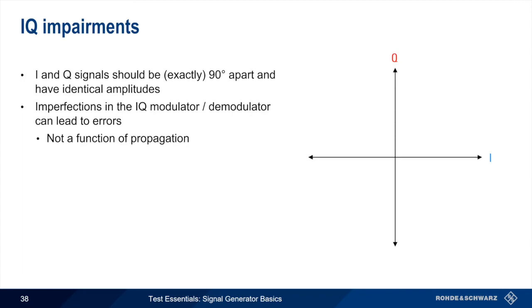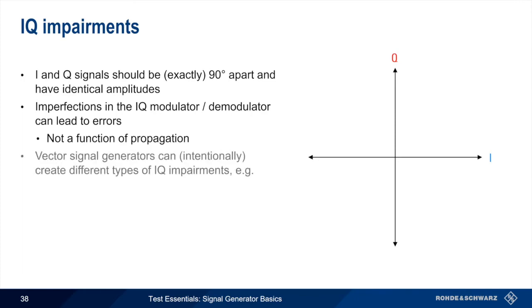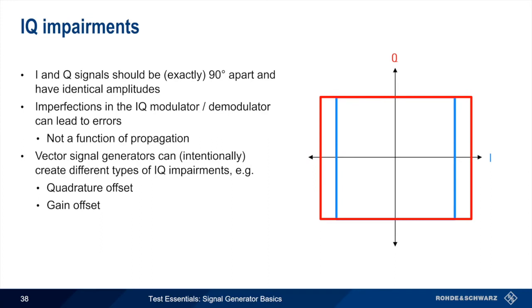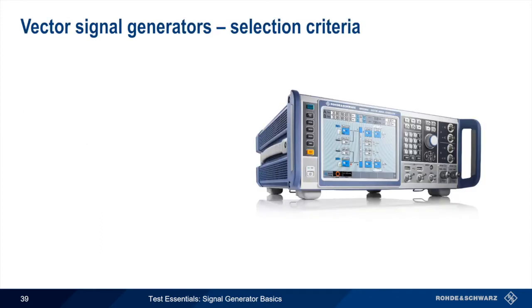Being able to introduce controllable IQ impairments can be very helpful in receiver testing, and vector signal generators can also introduce various IQ impairments, such as quadrature offset, where the angle between the components is not precisely 90 degrees, or gain offset, where I and Q have unequal amplitudes. It should be clear that a vector signal generator represents a significant step up from analog signal generators in terms of the type of signals it can produce.